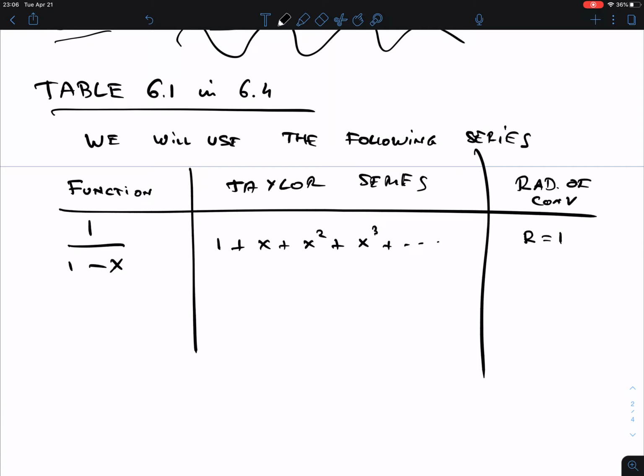Okay, so yes, sorry, the center is always 0. I said the book calls this Maclaurin, writes in the table Maclaurin series in this here, but that is because we will always work at center 0. Sorry.